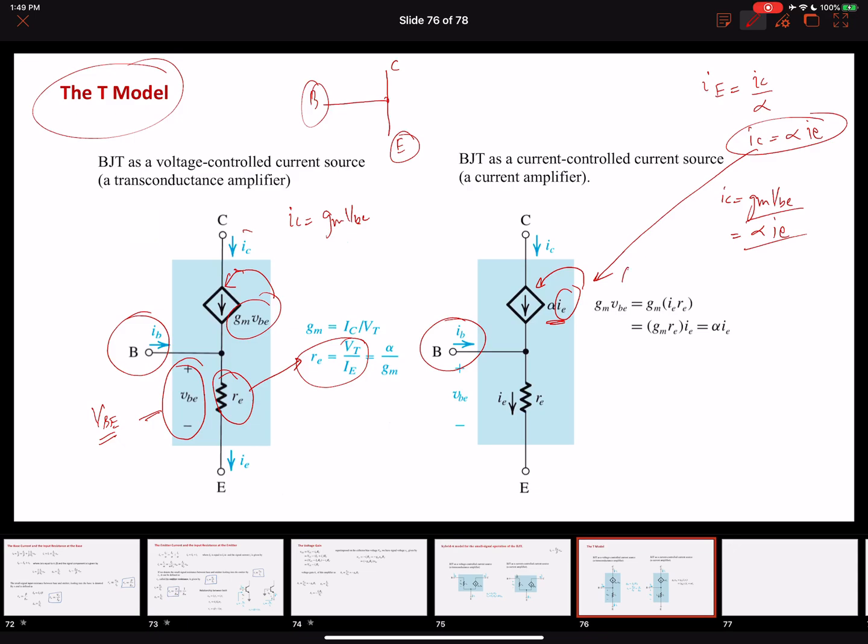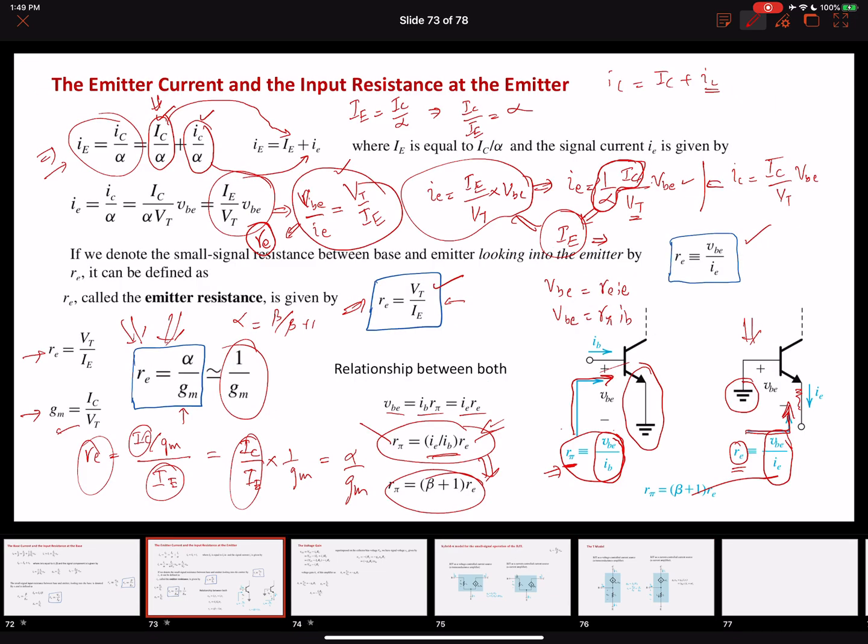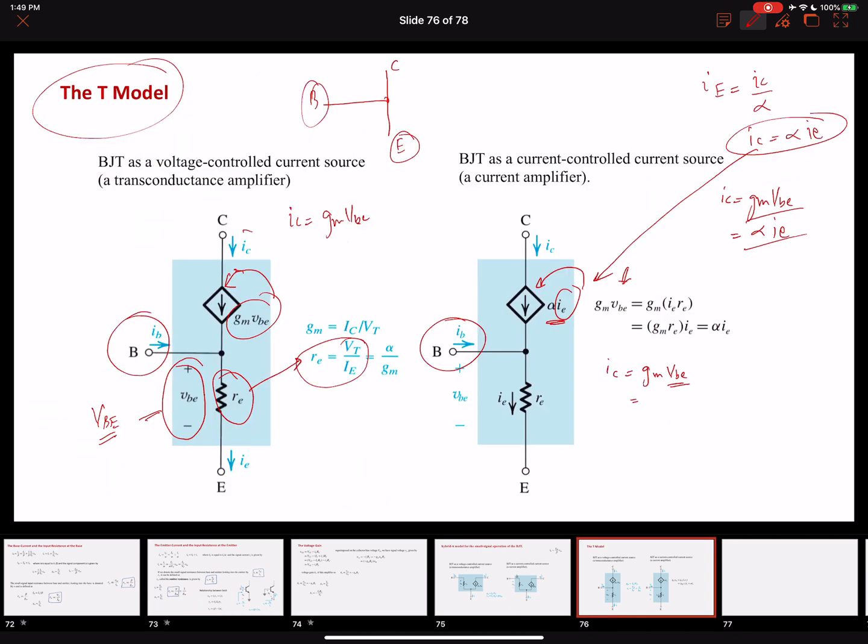We can also derive these equations from here. We know that our IC equals GM VBE, and from the model, our VBE equals IE into RE. So GM VBE equals GM into RE into IE, and GM into RE is over here. RE equals alpha over GM, so alpha equals GM into RE. So you can replace over here: collector current is alpha times IE. So you can also derive the same equation of the collector current, alpha times IE, using this analysis.